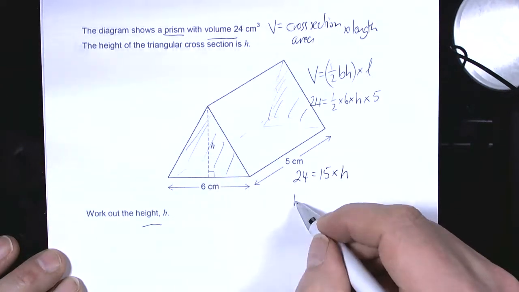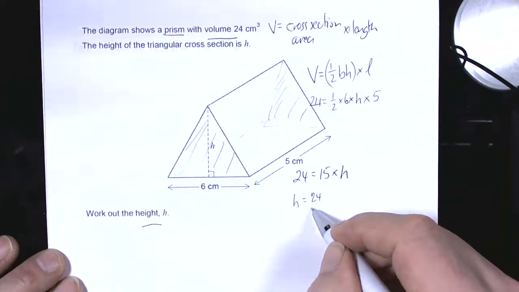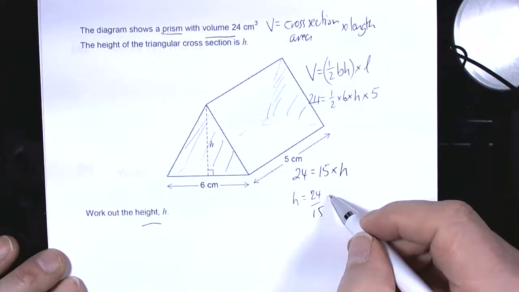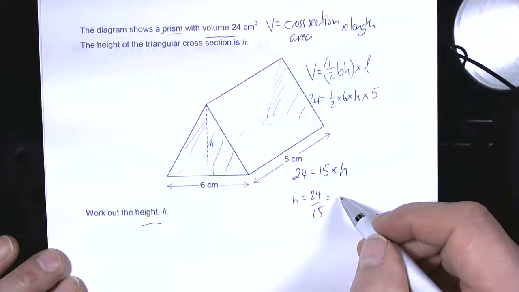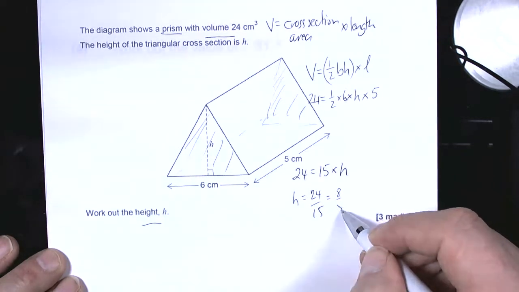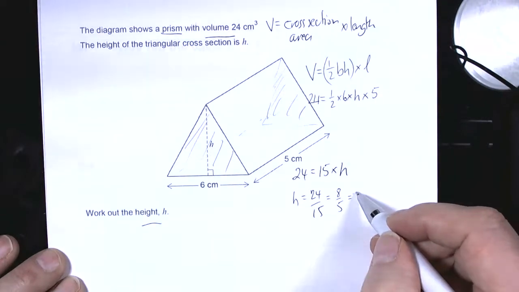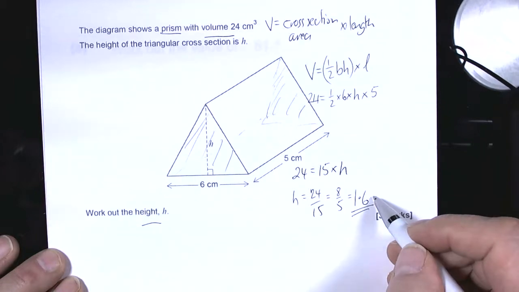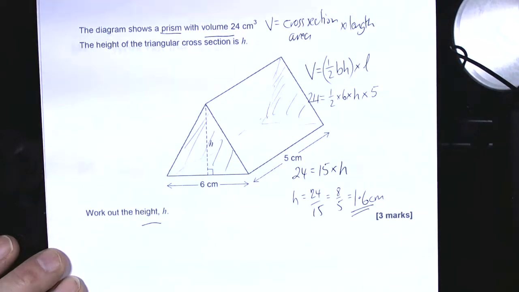And then h will be 24 divided by 15, and we know that that cancels by 3, as a factor of 3 in the denominator and numerator. So we end up with 8/5, which gives us an answer of 1.6, or 1 3/5. So the height of this is 1.6.